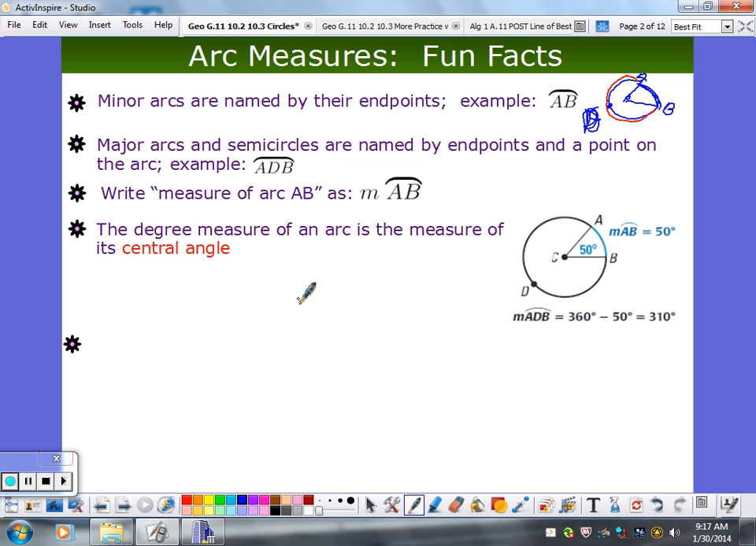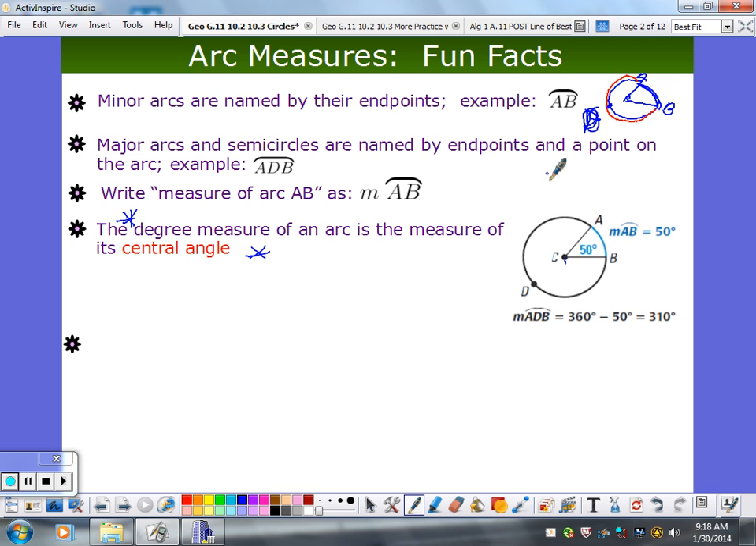The degree measure of an arc, this is important. Very important. Not that it's all not important, but this is really important. The degree measure of an arc is the measure of its central angle. So if you open up this angle here 50 degrees, then we say the arc that it created is also 50 degrees. Yes? 50 degrees, 50 degrees.